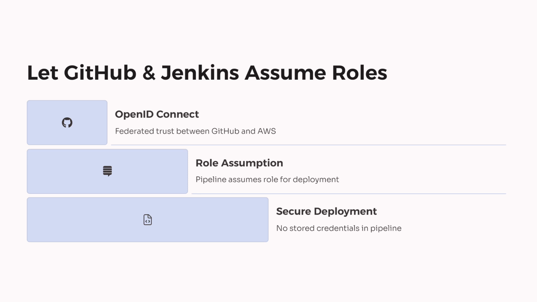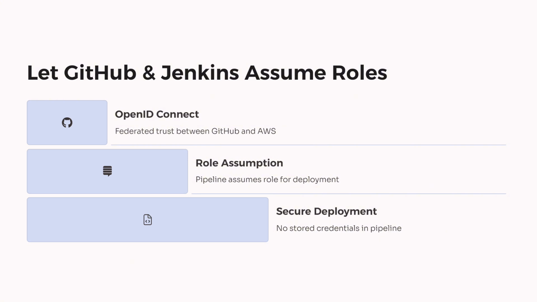CI/CD pipelines often require access to AWS to deploy infrastructure, push code, or update services. Instead of storing IAM user credentials in your pipeline, configure your CI/CD system, like GitHub Actions, to assume an IAM role via OpenID Connect. This ensures each pipeline run gets its own time-limited credentials, and every action is logged with full traceability.